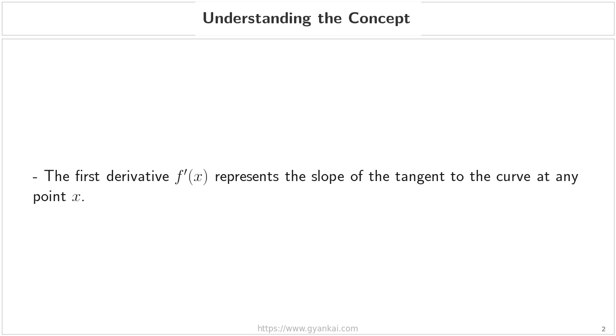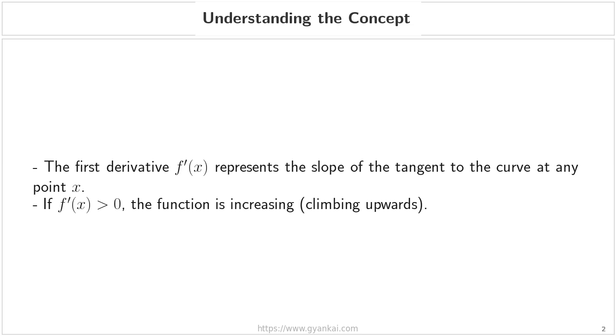Understanding the concept. Now that we have introduced the first derivative test and the idea of critical points, let's build a deeper understanding of the underlying concept. First, it is important to remember that the first derivative, f prime of x, represents the slope of the tangent to the curve at any given point x. In practical terms, this slope tells us the direction of the function.